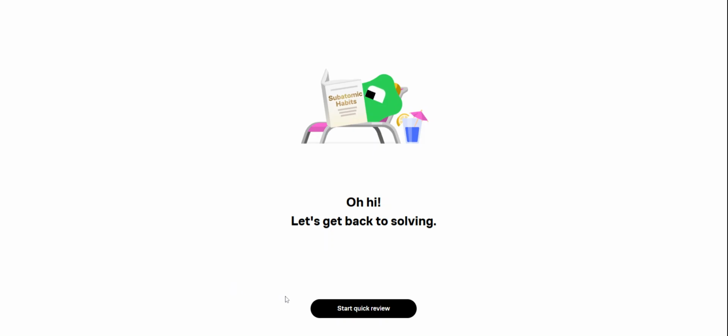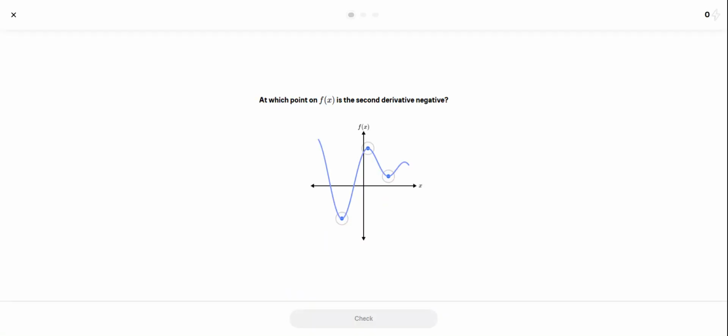So I'll click this start quick review tab here. Wait for a moment to get the questions loading and we're ready to go. So question number one here: at which point on f(x) is the second derivative negative? That's quite a hard question to understand. Second derivative negative, so only the concave one. So I think this point. Let's check.